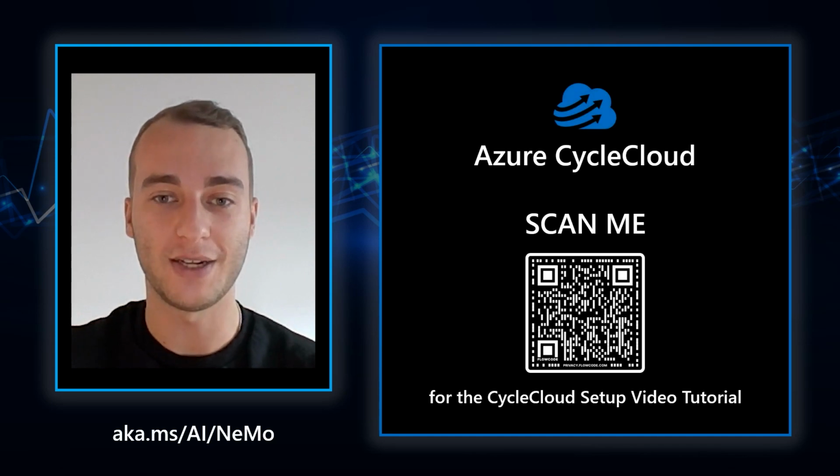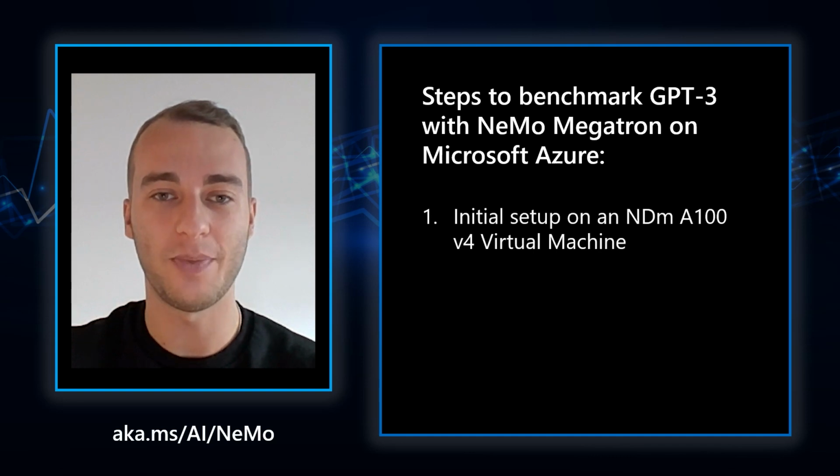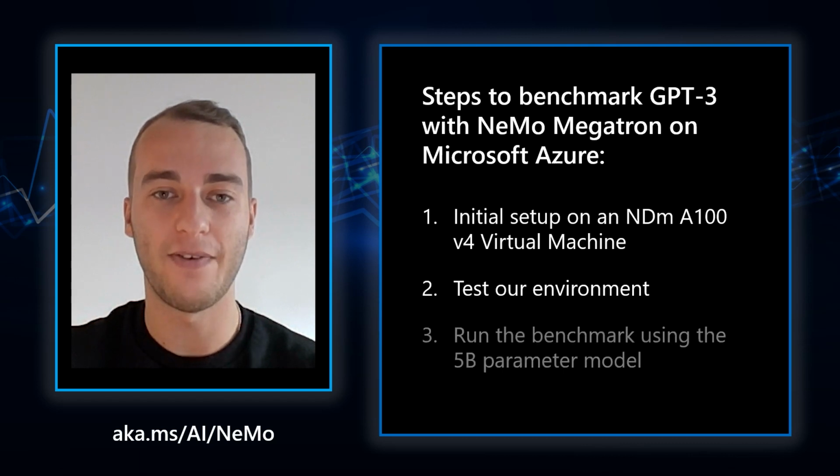If you don't know how to set up your Azure CycleCloud cluster, I invite you to start by watching the corresponding tutorial on our channel. Benchmarking with NeMo Megatron consists of three main steps. First, we will set up the environment and download the container. Next, we will quickly test our machines and the environment. And finally, we will run the benchmarks using the 5 billion parameter model. Let's start.